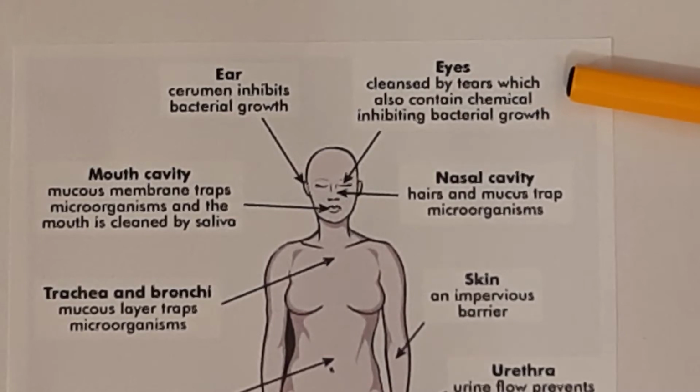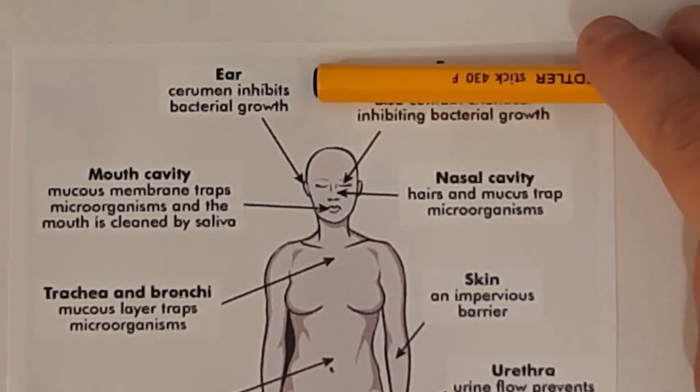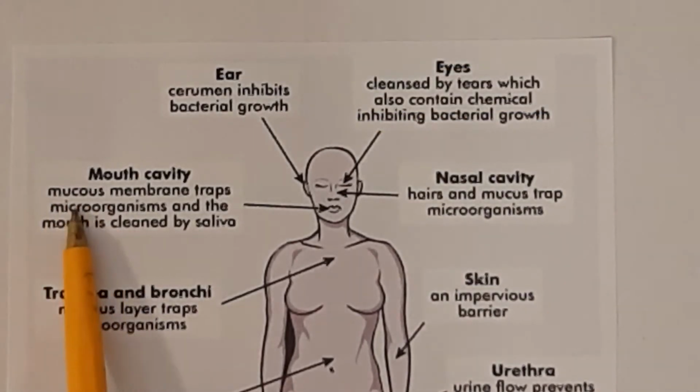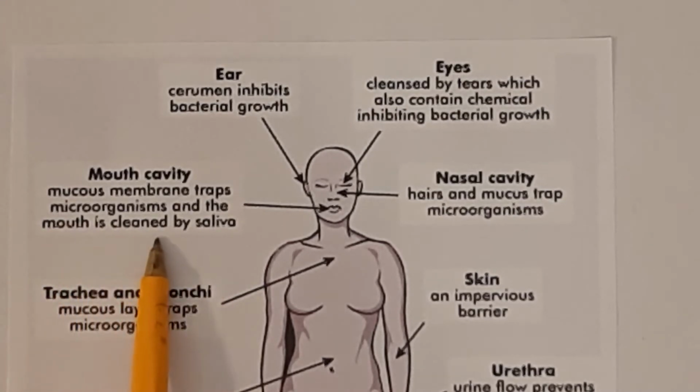The eyes are cleansed by tears, which also contain a chemical that inhibits bacterial growth. That means it stops bacteria growing. The ear produces cerumen, also known as earwax, which again inhibits or prevents bacterial growth. It reduces it. The mouth cavity, so we have mucous membrane traps, which trap microorganisms, and the mouth is also cleaned by saliva. And then we have the trachea and the bronchi, which is your breathing apparatus, and the mucus layer traps the microorganisms again. So pause the video if you need to write any of those down, and then we'll move on.